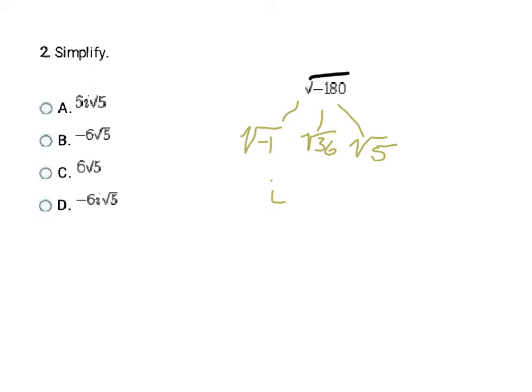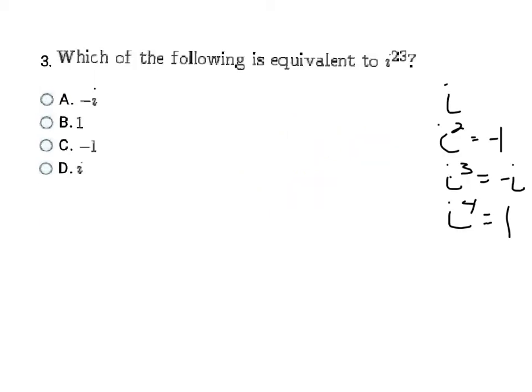And then the square root of 36 is 6, so I'm going to write that in front of the i. And then I can't break down the 5 anymore, so I just put that at the end of the problem. And that's going to make my answer A. The 6 just got cut off a little bit there.